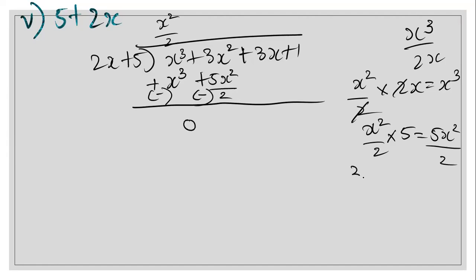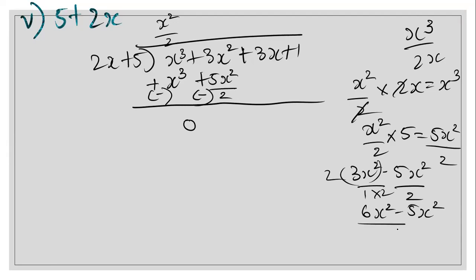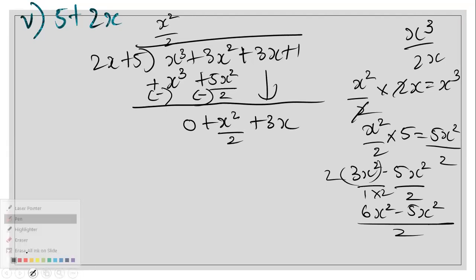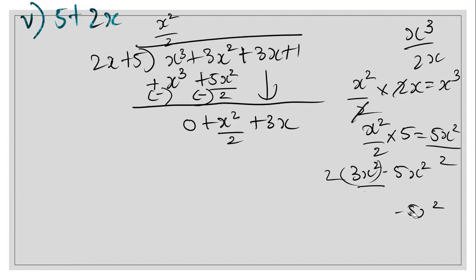So this will be 3x square minus 5x square by 2, correct? Take the LCM, you will get LCM as 2. So you need to multiply it basically by 2. So this will be 6x square minus 5x square by 2. So this will give you x square by 2, correct? So x square by 2. Now bring down this plus 3x. Just a second. Let me erase all of this stuff.